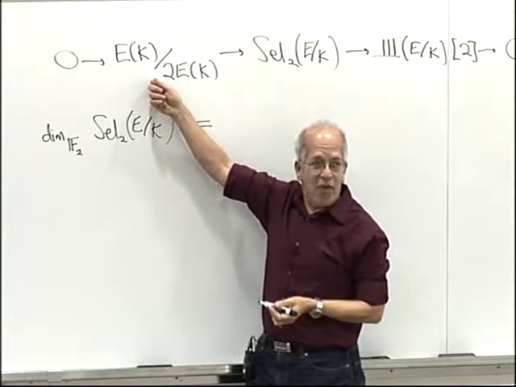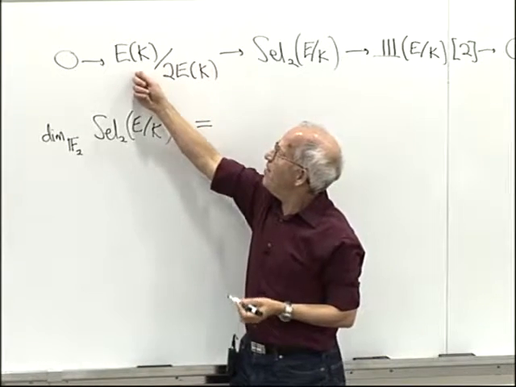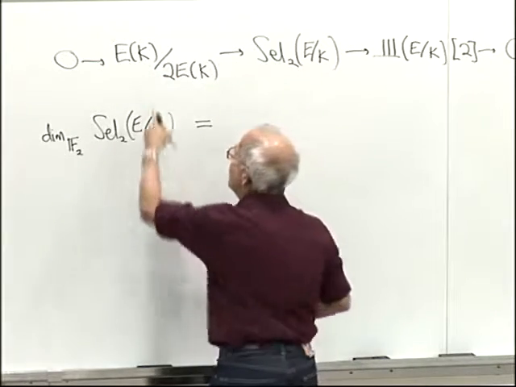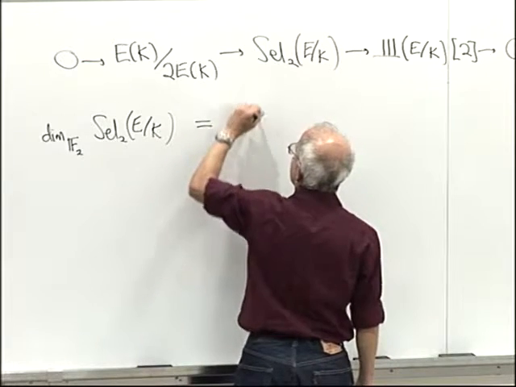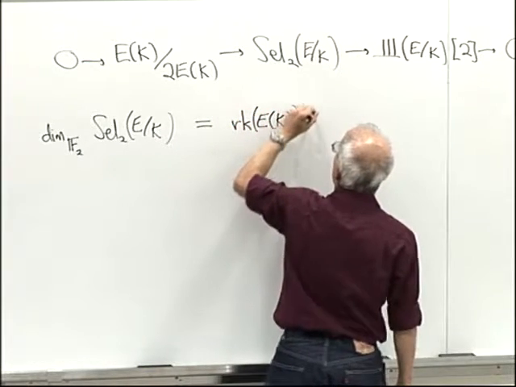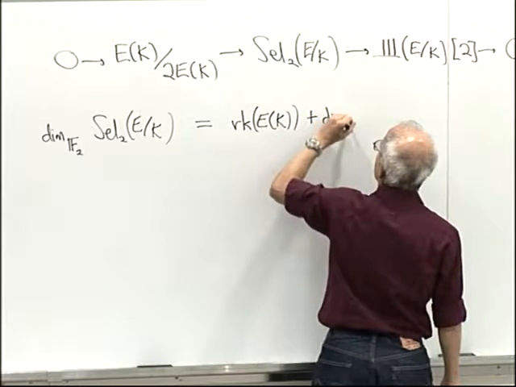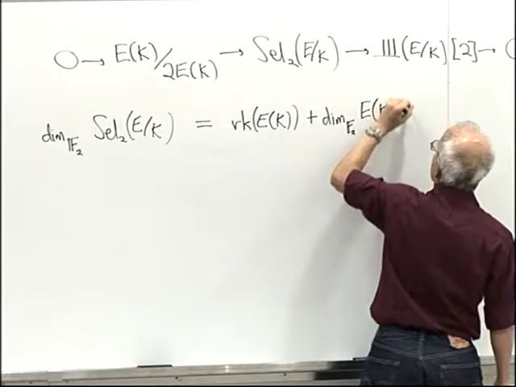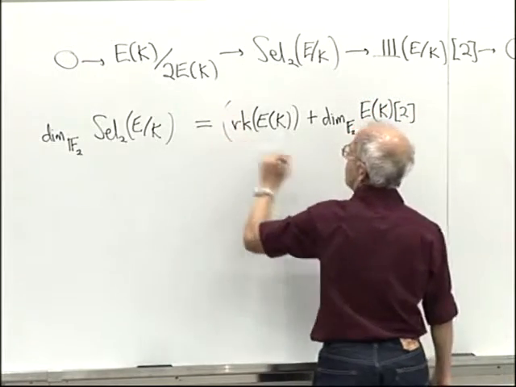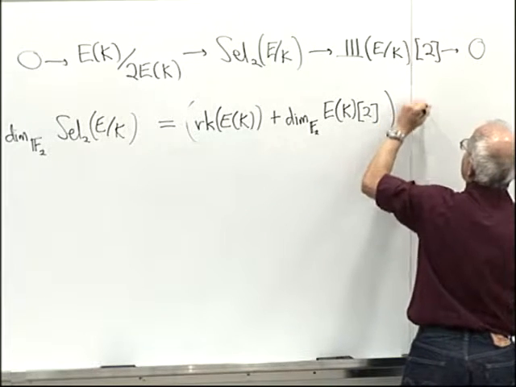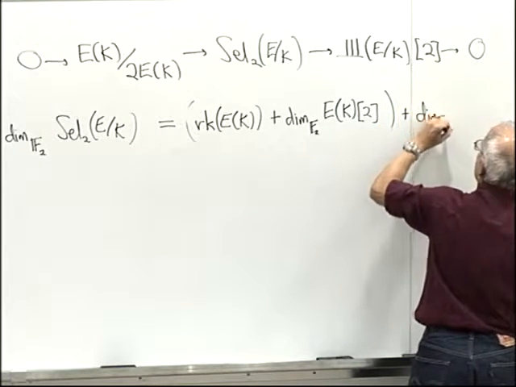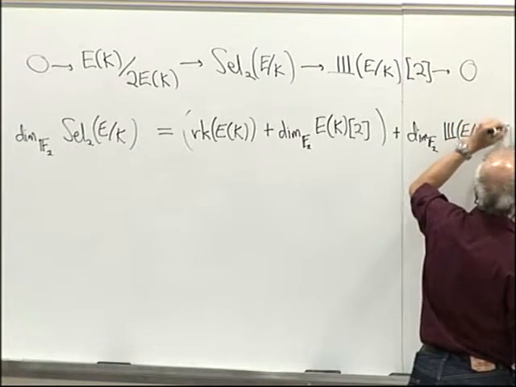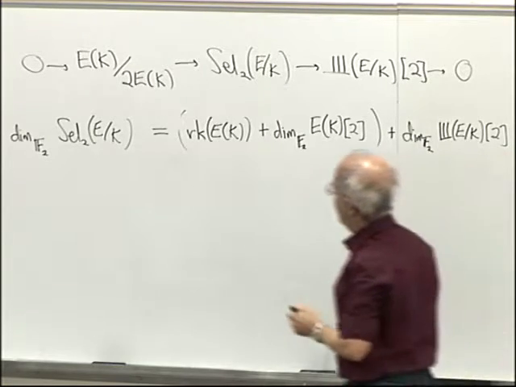What's the F2 dimension of this? Well, it's essentially the rank of E, except if E of K has 2 torsion, then that contributes to this dimension also. So the dimension of this term is the rank plus the F2 dimension of the K rational 2 torsion. So that's the first term. And then plus the F2 dimension of the Shafarevich-Tate group, the 2 torsion. And as I said, this is an error term that we won't be able to say too much about.